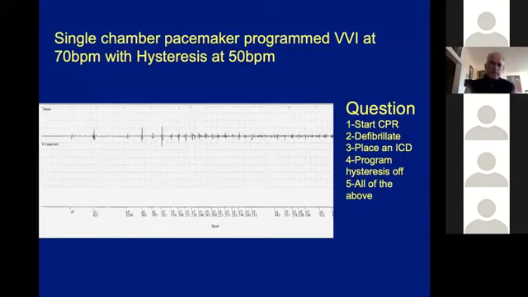This is a multiple choice question, to conclude this section on SVT versus VT. This is a single chamber pacemaker programmed VVI at 70 beats per minute with hysteresis on. So the question: start CPR, defibrillate, place an ICD, program hysteresis off, all of the above.